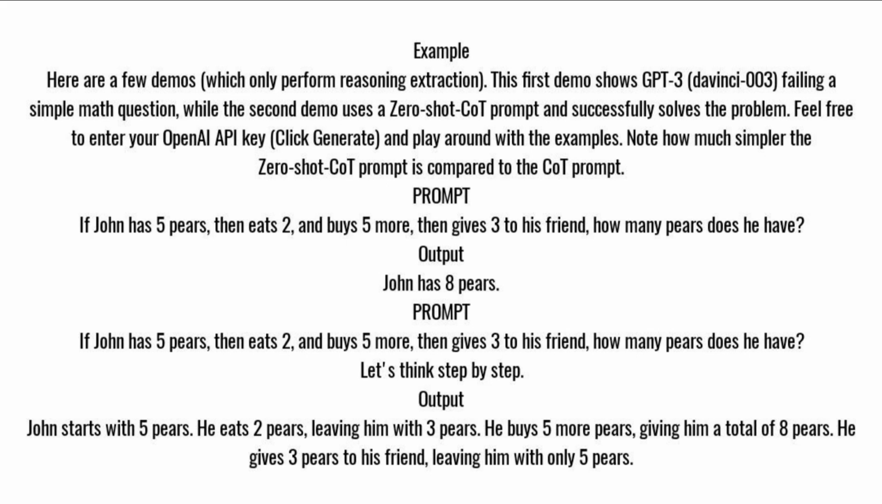Prompt. If John has 5 pears, then eats 2, and buys 5 more, then gives 3 to his friend, how many pears does he have? Output. John has 8 pears.